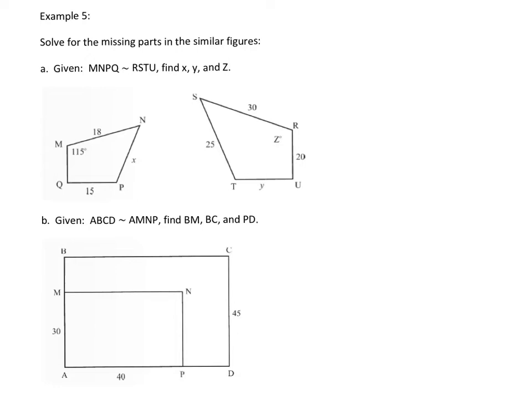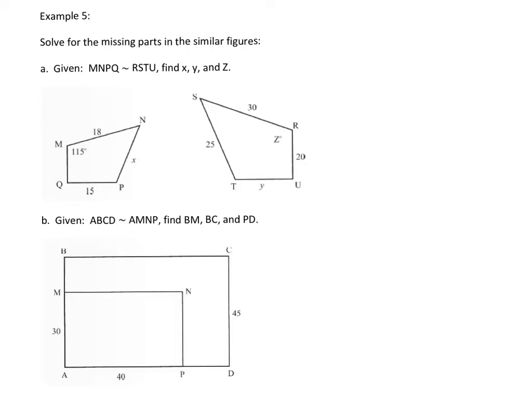Unit 6, Section 2. In these examples, we're being given that these different quadrilaterals are in fact similar and asked to solve for different angle measures and side lengths. So example 5, part A, we're given that MNPQ is similar to RSTU, and we need to solve for X, Y, and Z. Well, I'm going to start with Z, because that's our angle measure.